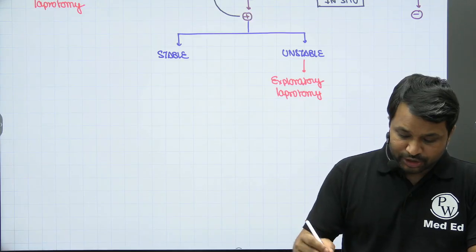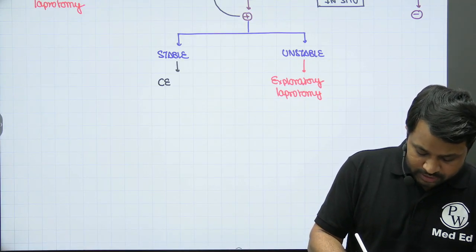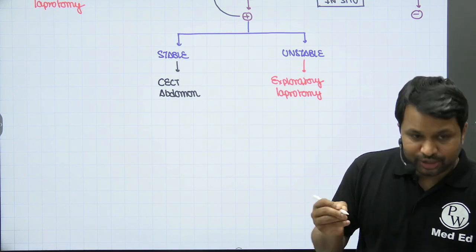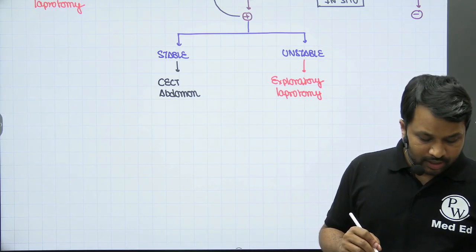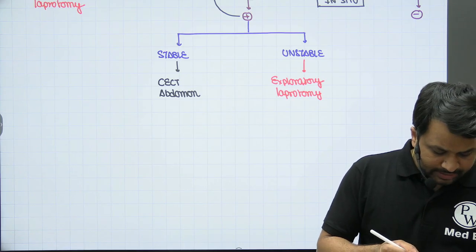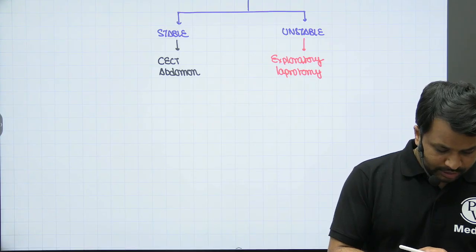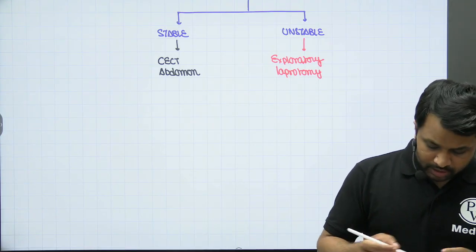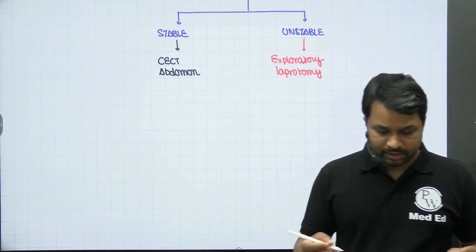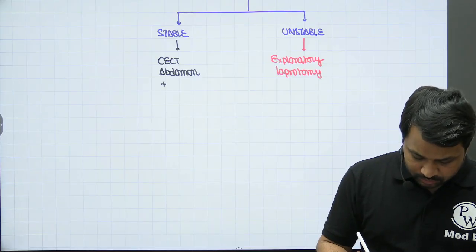Now, if the patient is stable, but the weapon is still in situ, take the patient for CECT abdomen. You will look for any associated injuries, right? In the CECT abdomen, usually we can give CECT abdomen plus or minus rectal contrast.